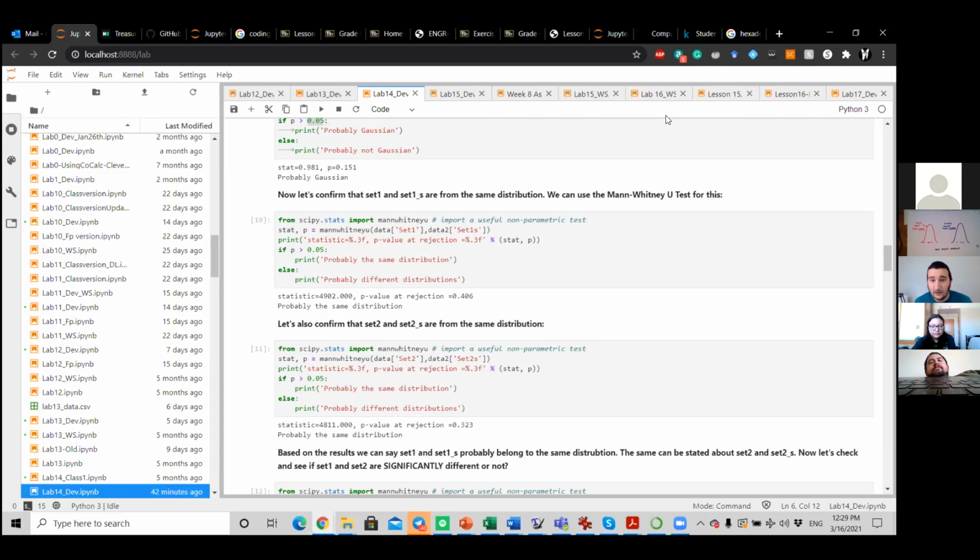So we are going to confirm that set 1 and set 2 are from the same distribution. We are going to use the Mann-Whitney U-test for this. Mann-Whitney U-test, is it parametric or is it non-parametric? Non-parametric. Didn't I just say that my set 1 is normally distributed? How can I use non-parametric tests on normally distributed data?